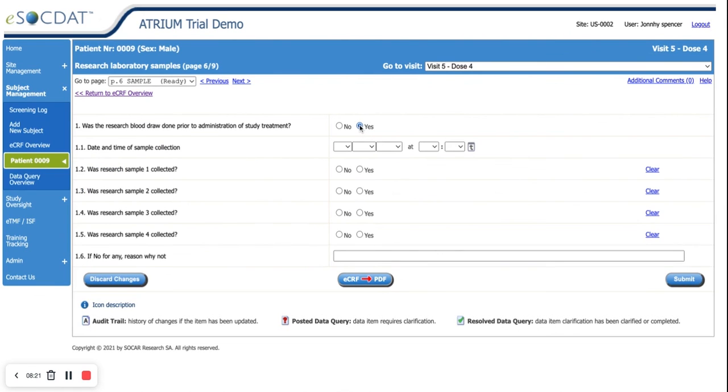Here, all 4 research lab samples will be collected. Again, please refer to the ATRIUM Lab Manual and Manual of Operations for further details on these research samples. Once the samples are collected, your research coordinator should process the samples and store them until they are ready to be shipped. For more details on shipping the samples, please refer to the ATRIUM Lab Manual. Once this page is filled, hit Submit at the bottom of the page and move on to the 7th page within the study visit.